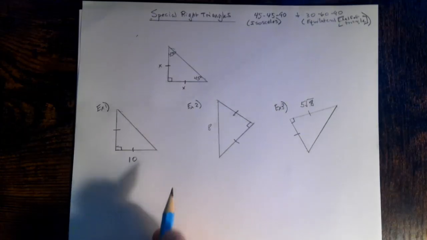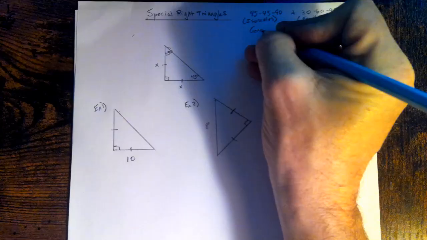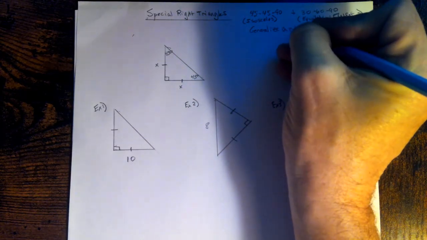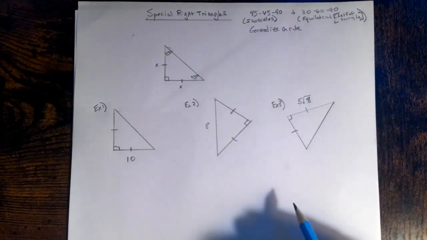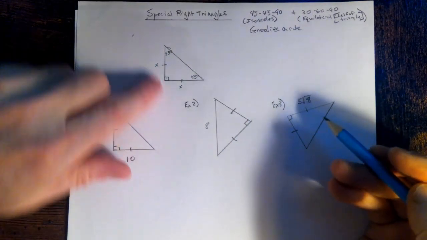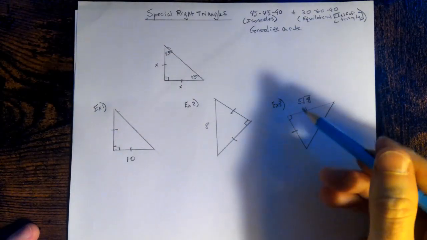So we are going to generalize a rule, and we can do that here to help us solve all of these problems. Now, I think we could use Pythagorean's theorem, and we're going to do that because we know enough information, and Pythagorean's theorem will help us generalize the rule.